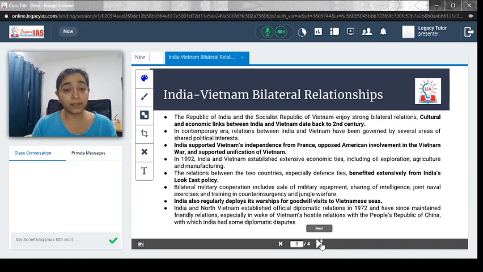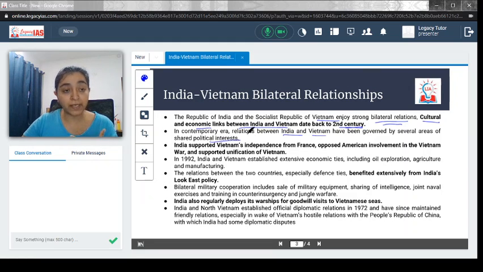Now let's try to understand more about their bilateral relationship. The Republic of India and the Socialist Republic of Vietnam enjoy a strong bilateral relationship. As of today, India and Vietnam share a good relationship, and cultural and economic links between India and Vietnam date back to the 2nd century. Even in ancient history, there was trade between India and Vietnam. In the contemporary era, the relationship between India and Vietnam has been governed by several areas of shared political interest.